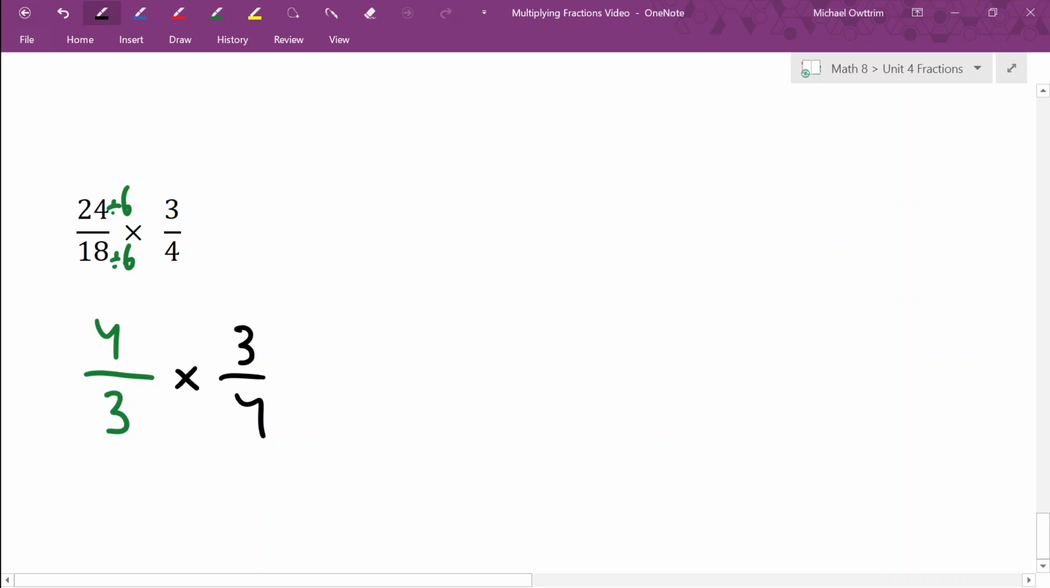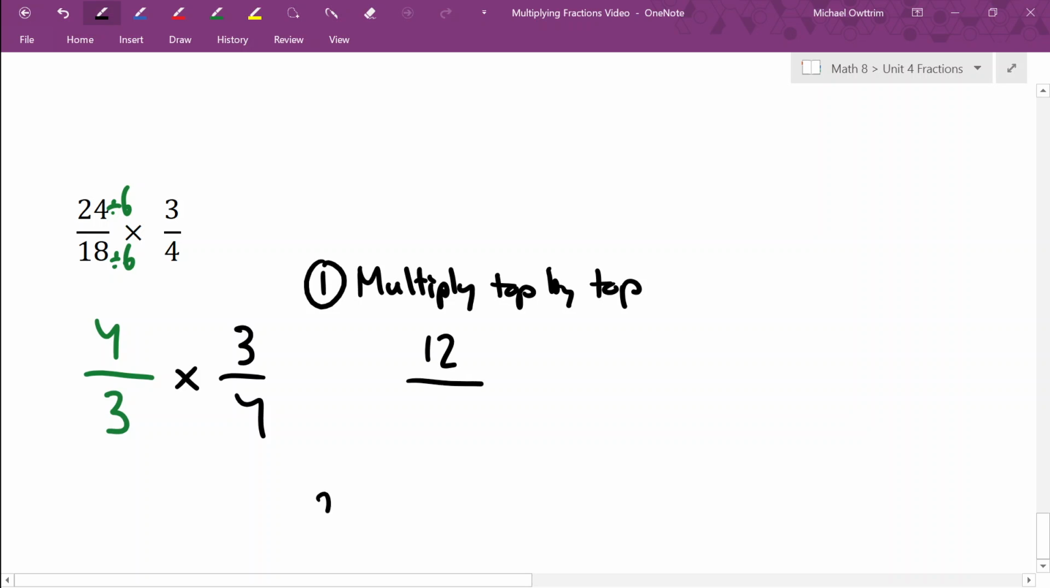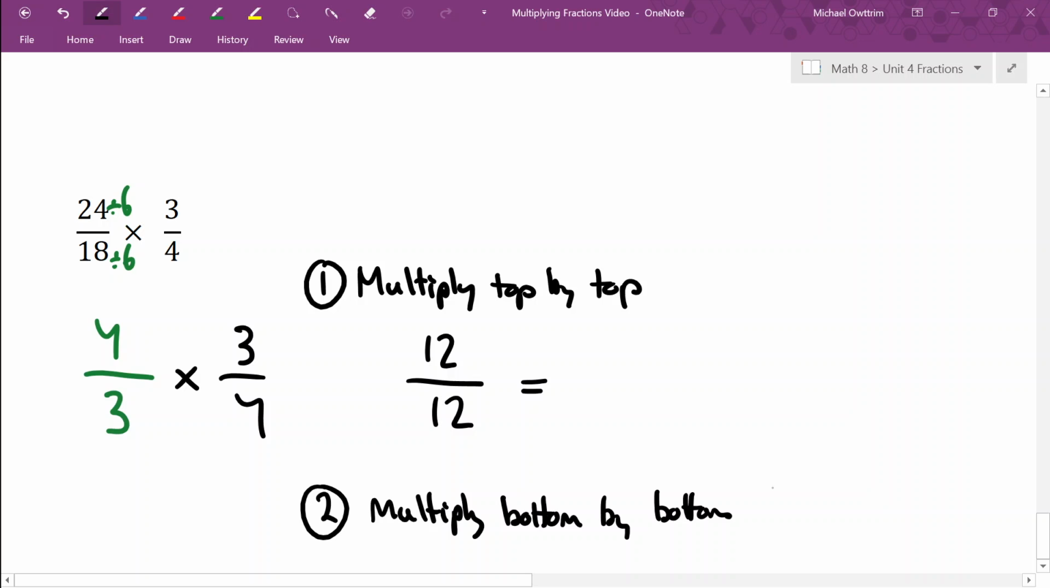Now I can go ahead and multiply top by top. 4 times 3 is 12. And I'm going to do step 2, multiply bottom by bottom. 3 times 4 is 12. And I'm going to reduce. Another way of saying reduce is to simplify. 12 divided by 12 is 1.